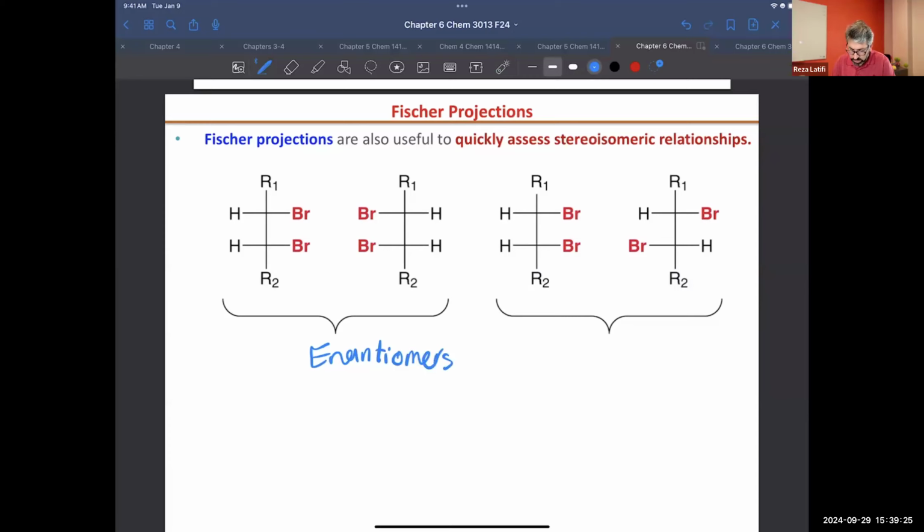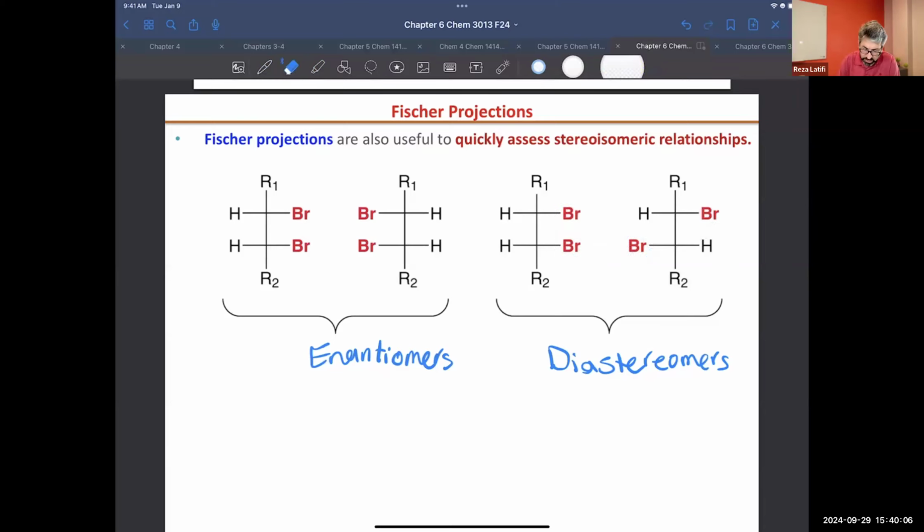Now, these two: on the right side, they kept one of them on the right, and they flipped the position of the second one. So these two are going to be diastereomers. And as proof, I can't assign the configuration for each one because I don't know R1 and R2, so it's going to be hard to assign. But the only thing I can say is that they kept one of them.